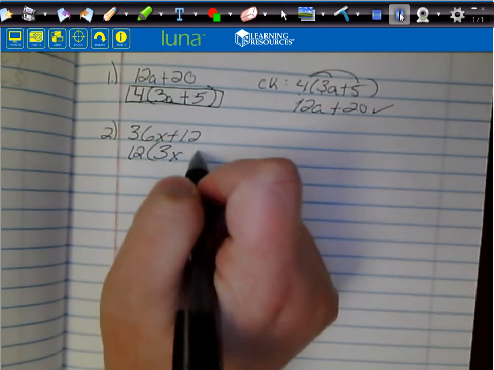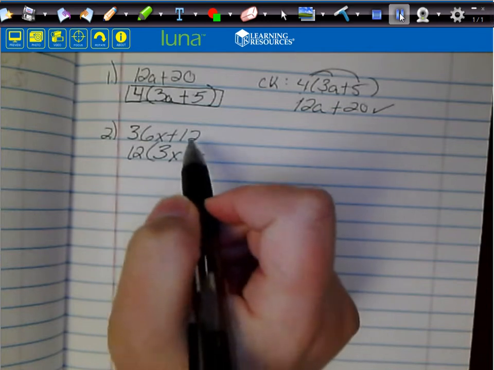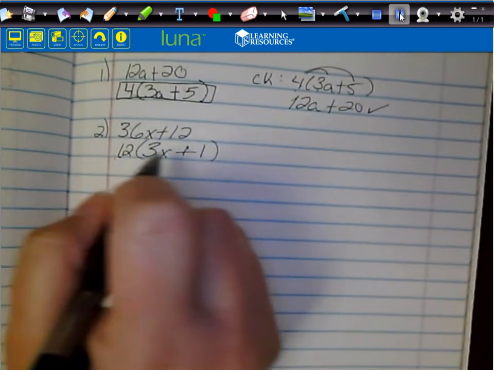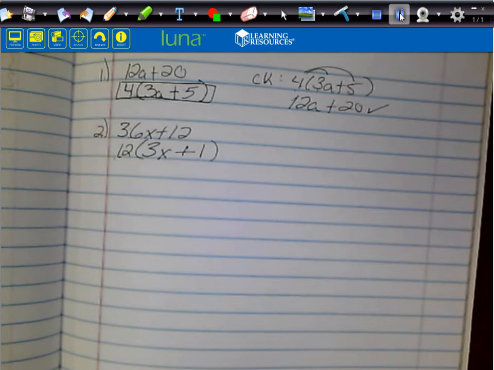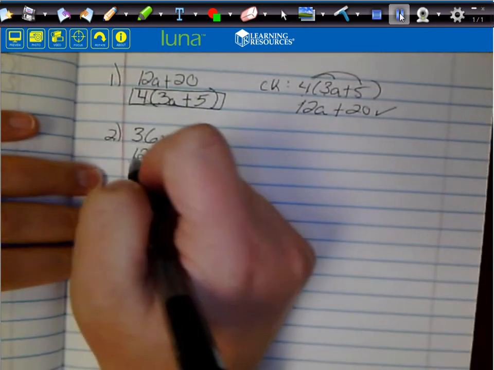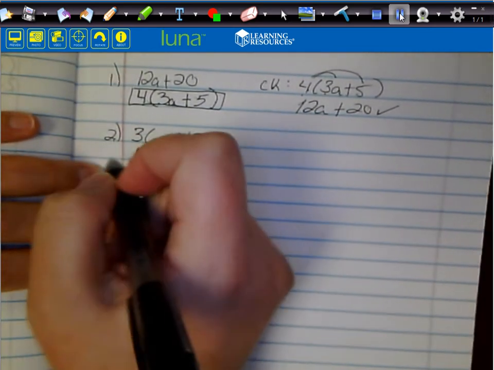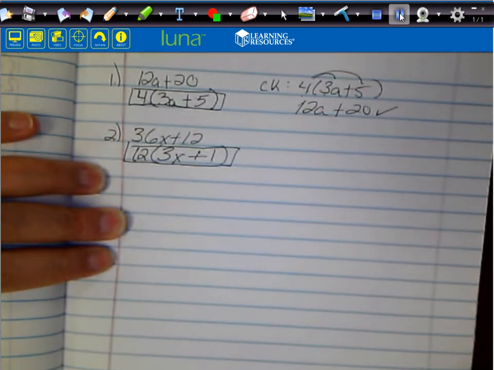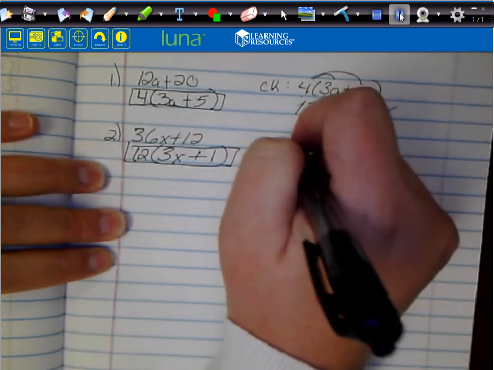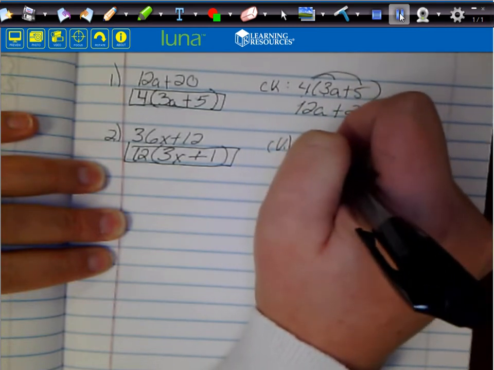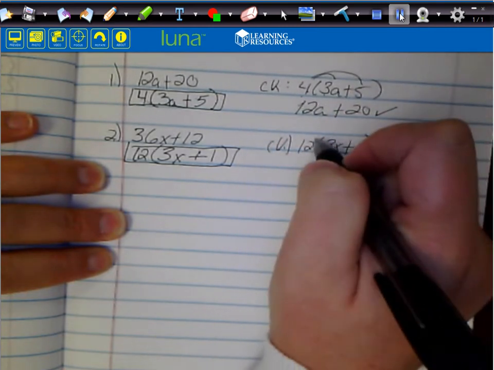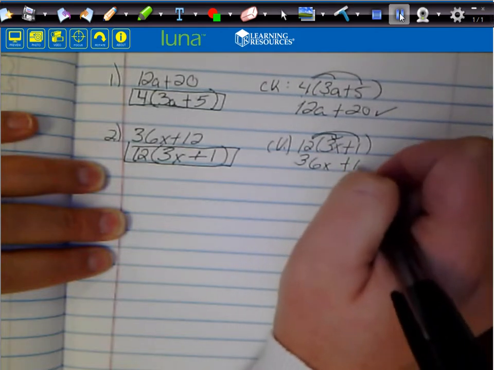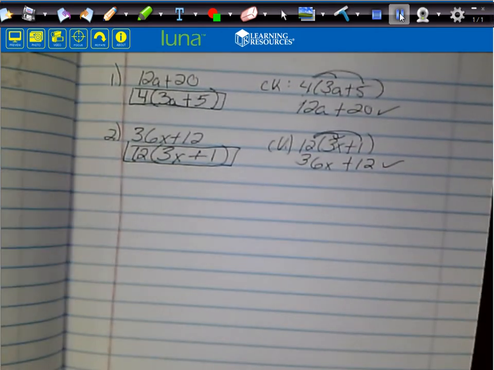I'm going to bring down my x and my plus sign. Then I'm going to say 12 divided by 12 is 1, or 12 times 1 is 12. Either way you want to think about that. So I took a 12 out of the 36 and the 12, so I pulled out or factored out a GCF of 12, and this is what I have left. So again, I'm going to go over here and check. I'm going to say 12 times 3x is 36x, and 12 times 1 is 12, and that works out.